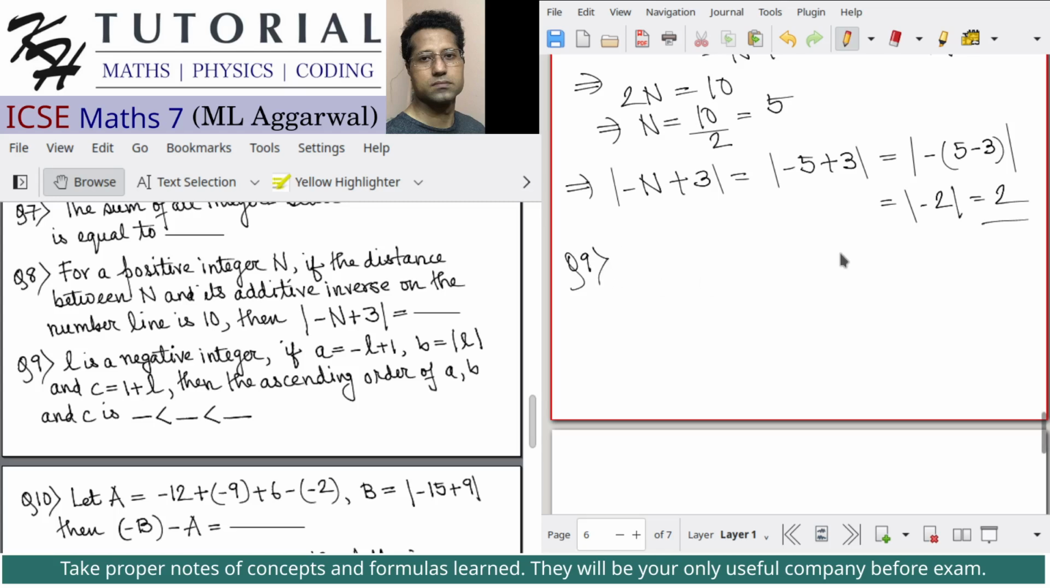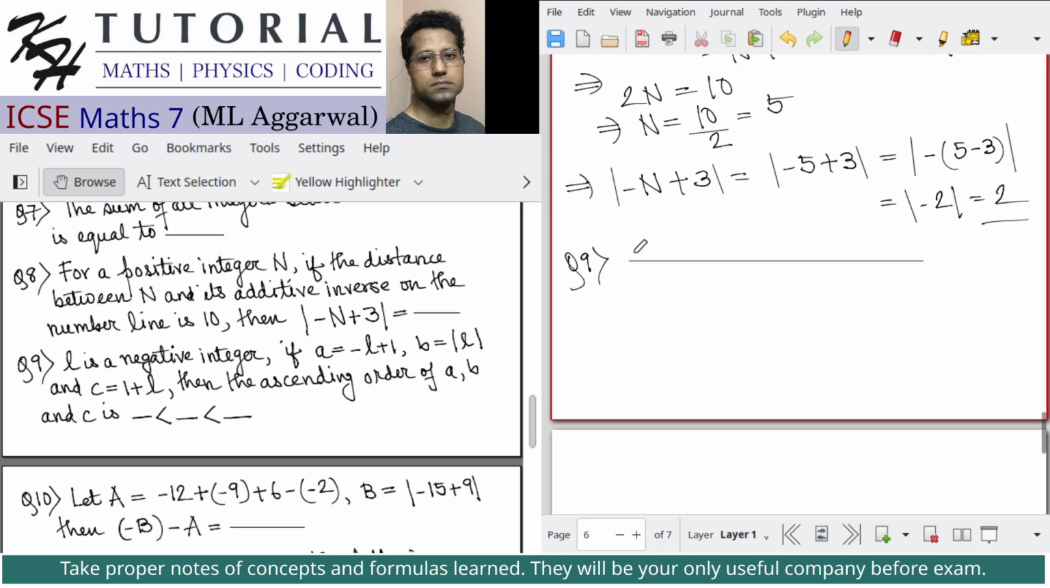L is a negative integer. If small a is equal to minus L plus 1, b is equal to absolute value of L, and c is equal to 1 plus L, then the ascending order of a, b and c is. So L is a negative integer.